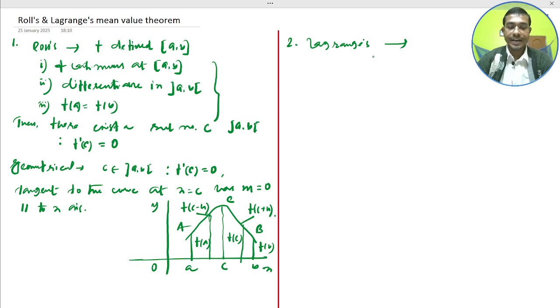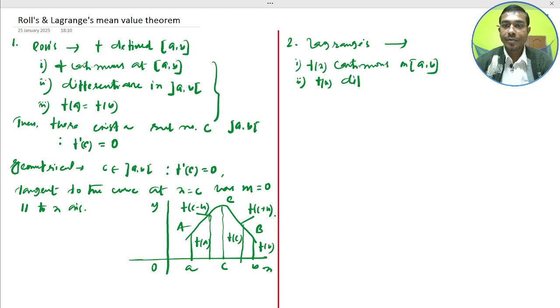Lagrange's mean value theorem states that if f is a real function such that, same as Rolle's theorem, f(x) is continuous on the closed interval [a, b], and f(x) is also differentiable on the open interval (a, b). These are the two conditions.